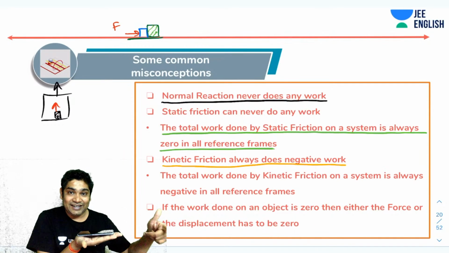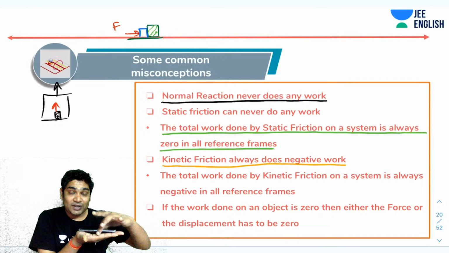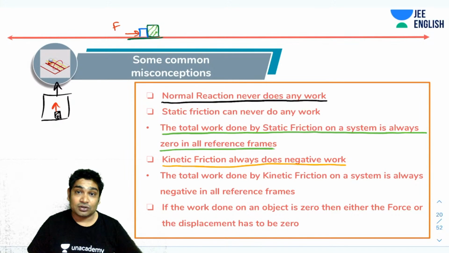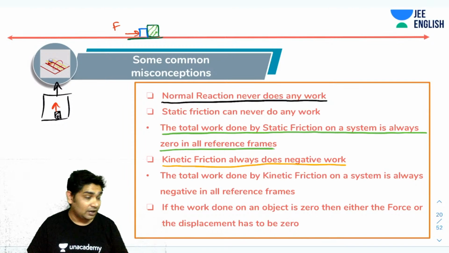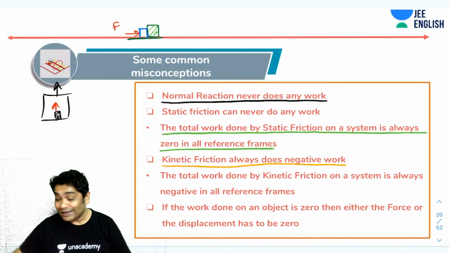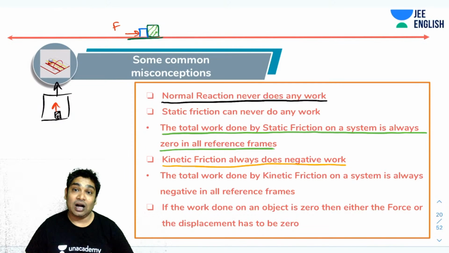It was initially ahead of my fingers. The phone got displaced, and since they were slipping between the hand and the phone, the force acting on the phone was kinetic friction. So this kinetic friction was the one that helped the phone gain velocity. So yes, kinetic friction can help you gain speed. That means it can do positive work.